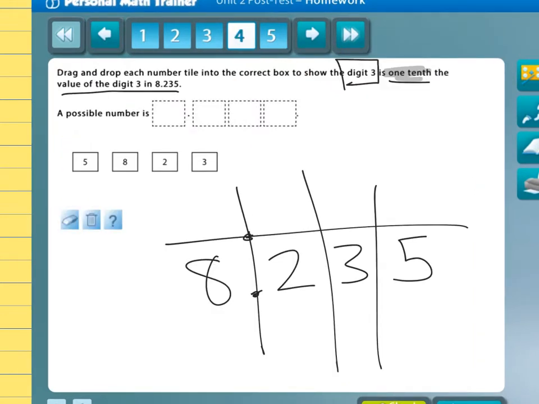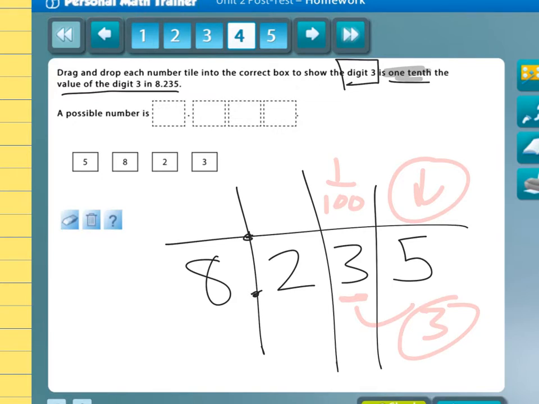In this problem they're asking us to make a number where the digit 3 is 1/10th the value of the digit 3 in 8.235, or 8 and 235 thousandths. So here we see the digit 3 is in the hundredths place, so we're looking for a number that's 10 times less than or 1/10 as much, so that means it's going to be in this column here. So if I move the 3 over here, that becomes 10 times less than 3/100ths. It would be 3/1000ths. So any number you make would have the 3 in the thousandths place.